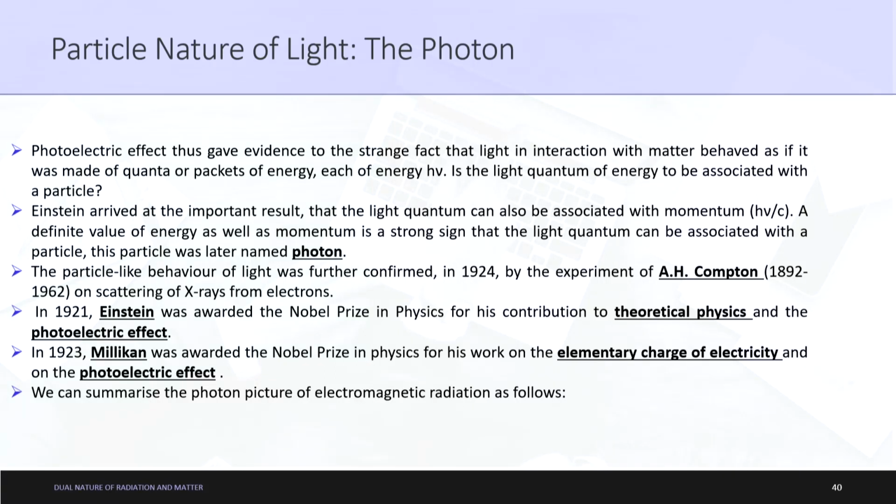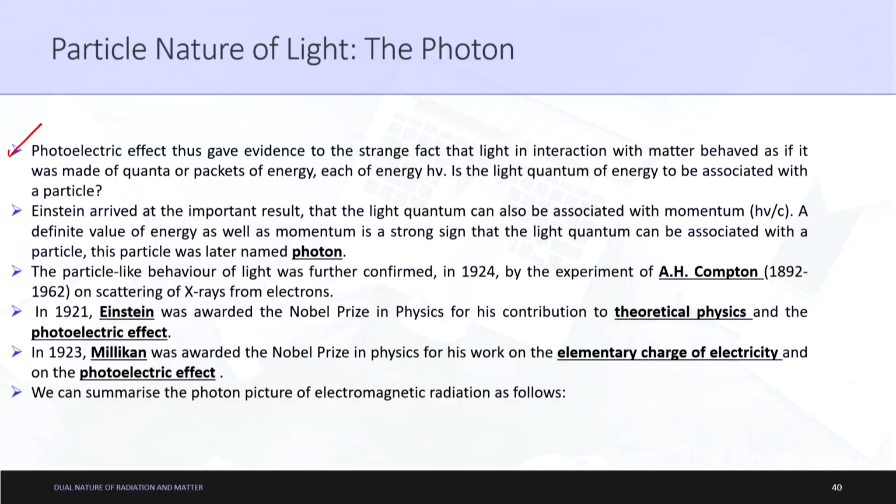Let me go very slowly, because there is a little experimental analysis that different scientists have explained here, and then we can go on to the main crux idea. The photoelectric effect thus gave evidence to the strange fact that light in interaction with matter behaved as if it was made of quanta, or packets of energy, each of energy h nu. Is the light quantum of energy to be associated with a particle or not? They are just trying to say how the photoelectric effect is happening. It is happening because this energy absorption is due to quanta of energy, which are having an energy equal to h nu.